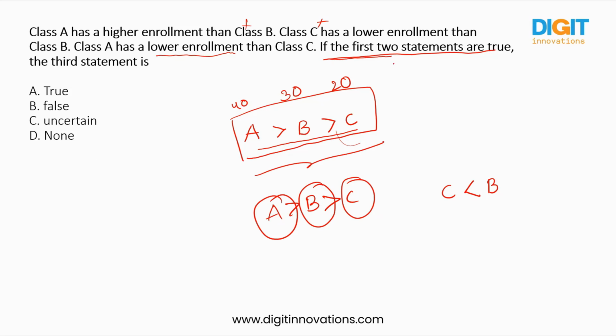They are telling the first two statements are true. That means this will be the final thing. And the third statement which we got, C is greater than A, that is absolutely wrong. So the third statement will be false. So the answer would be B.